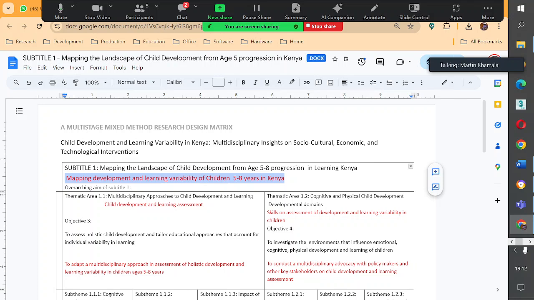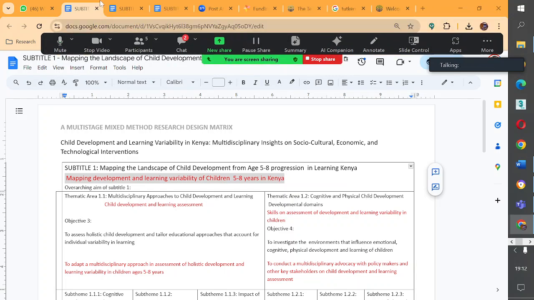And my understanding, although I can be corrected, is that this mapping of development and learning variability of children age 5 to 8 years is looking at individual child development and learning. So it's more individualized.